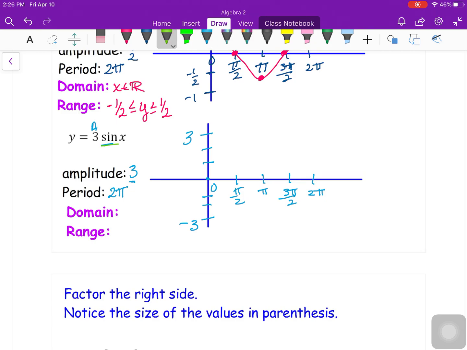So now let's begin our points. Sine begins at 0, 0. So then we go up, back to 0, down, back to 0. And let's sketch through those points. Remember, we're going beyond because it continues to the left and to the right. So my domain is x is all reals because it's cyclical. My range went from -3 to 3.